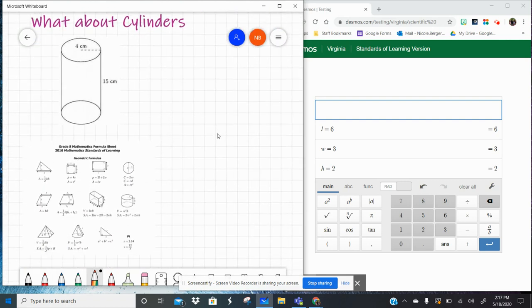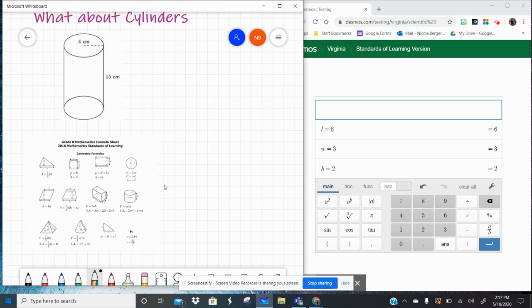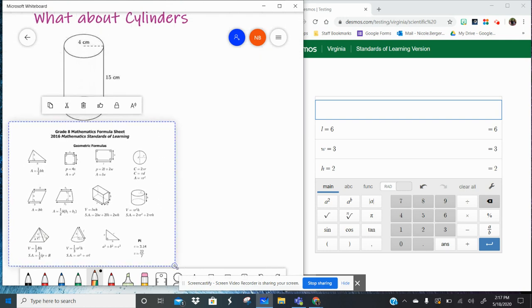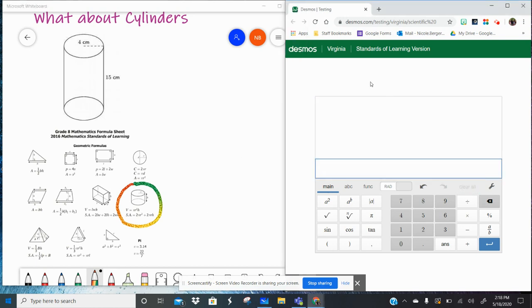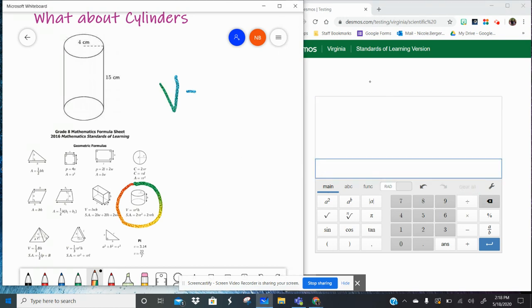So let's move over to cylinders and finding volume and surface area of a cylinder. Again, we go back to the formula sheet. Boom, there's our formula. For volume, it's pi r squared h. For surface area, 2 pi r squared plus 2 pi r h, right? It looks a little intimidating, but don't worry, it really is not. So if we wanted to find the volume, remember pi r squared h.